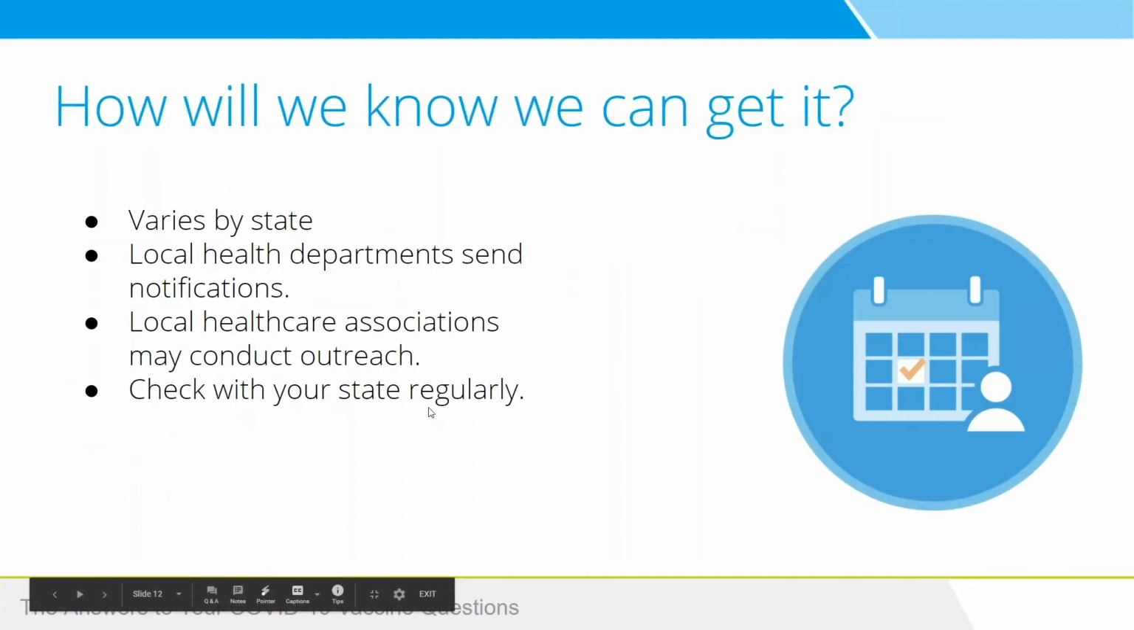Now, if you do become eligible, how are you going to know that it's your turn? Again, it's going to vary a little by state. But typically the goal is that your local health department will send out notifications saying, hey, it is time for you and your specialty to get vaccines, and we'll let you know how to do it. In addition, if you have local healthcare associations, so let's say you're an optometrist and you have an optometry association in your state, they should hopefully be conducting outreach.